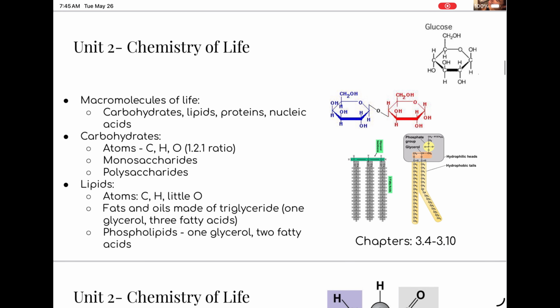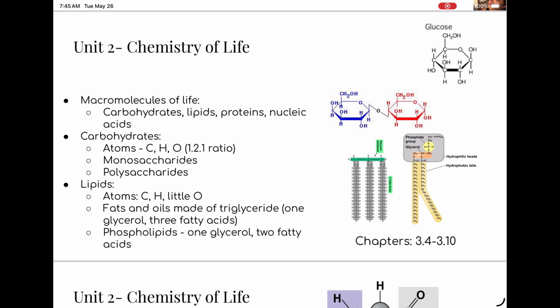The macromolecules of life are carbohydrates, lipids, proteins, and nucleic acids. Carbohydrates contain carbon, hydrogen, and oxygen in a 1:1 ratio. Its monomers are monosaccharides, and its polymers are polysaccharides.